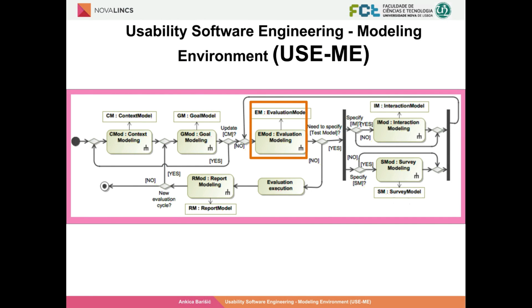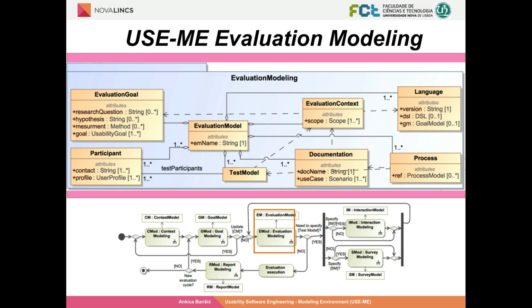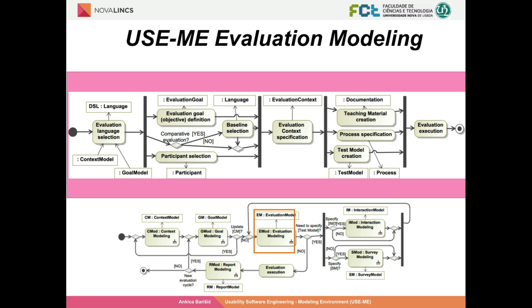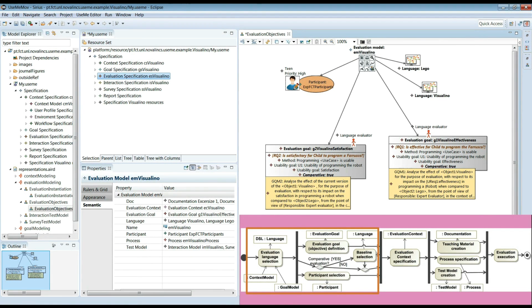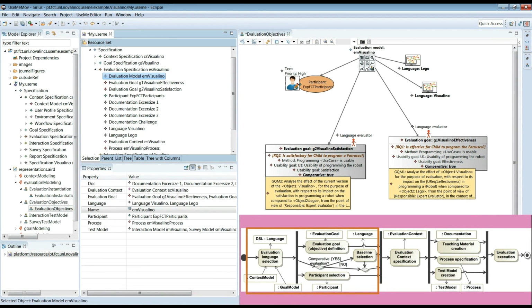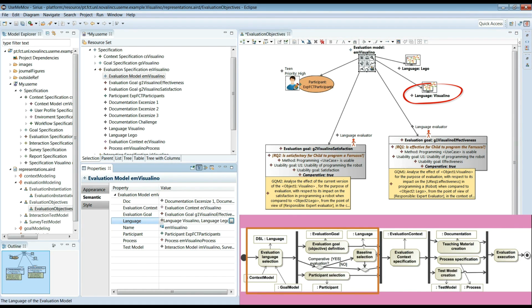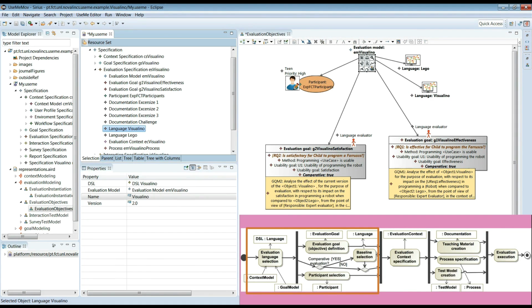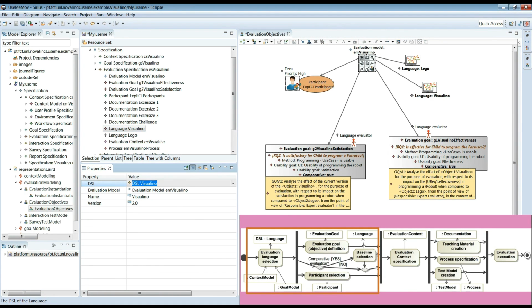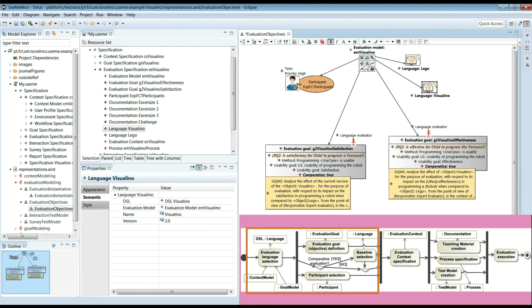Further, it is possible to perform an evaluation modeling activity and define an evaluation model, which highlights evaluation goals and their corresponding evaluation steps. The first is to model the evaluation objectives. The evaluation language of the presented study is Visualino and is associated with its DSL artifact. It was found useful to compare its early prototype to another widely used language developed for children to program robots, Lego.